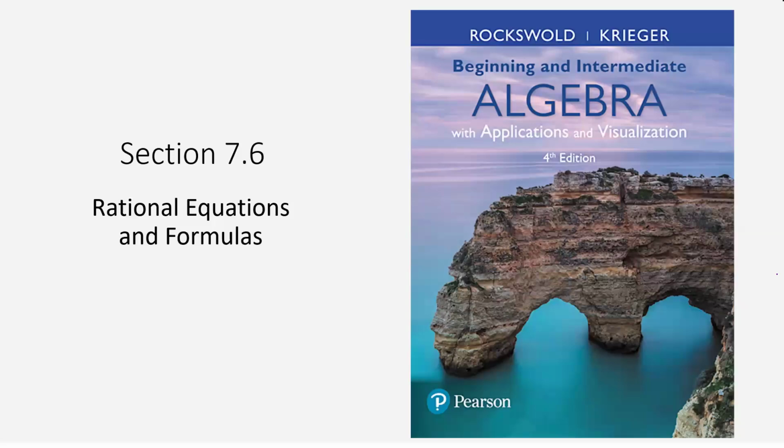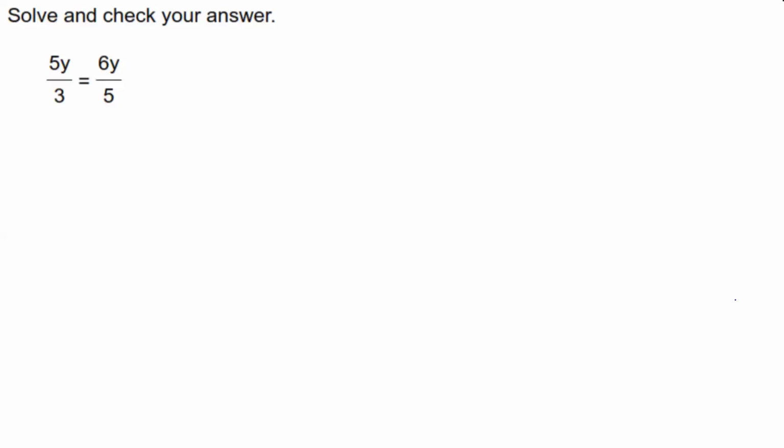All right, here we are on section 7.6 on rational equations and formulas. I'm going to work a few exercises for you. All right, so here it says to solve and check your answer. Now, the key thing with these, we're setting two ratios basically set equal to each other.